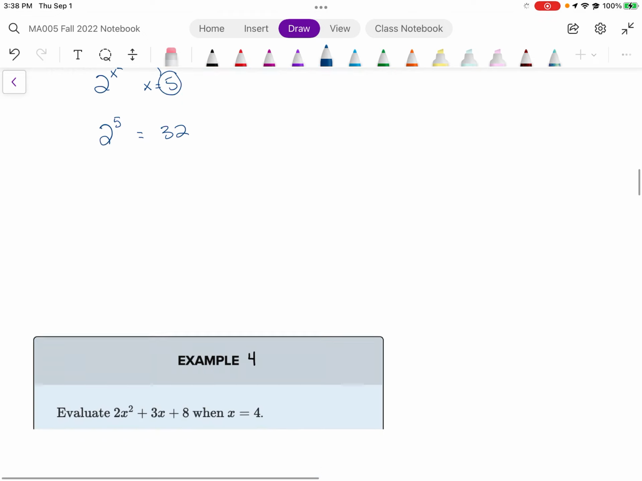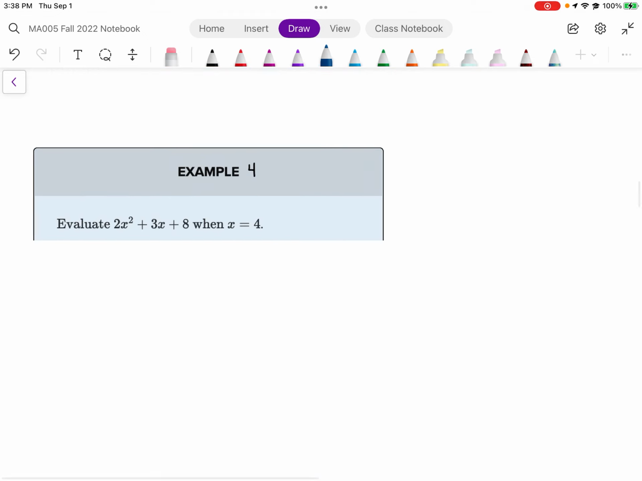All right, example 4. This one's just a little bit more complicated. Every single time we see an x, I'm going to use parentheses and a 4. So I'm going to say 2 parenthesis squared plus 3 parenthesis plus 8.